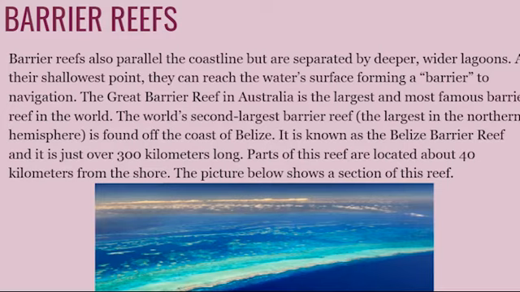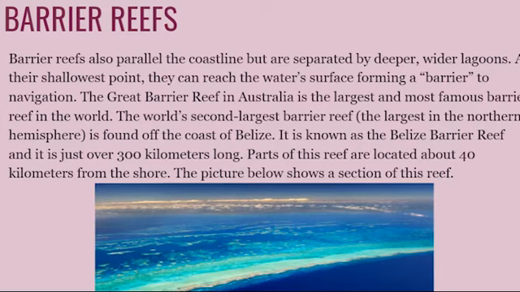So we get it? Fringing reef separated by shallow, narrow lagoons, barrier reef separated by deeper, wider lagoons. At the shallowest point of the barrier reef, however, they can reach the water surface and they actually form a barrier.